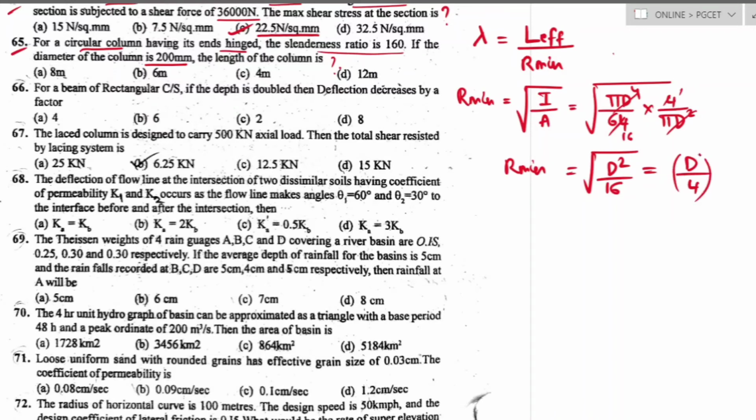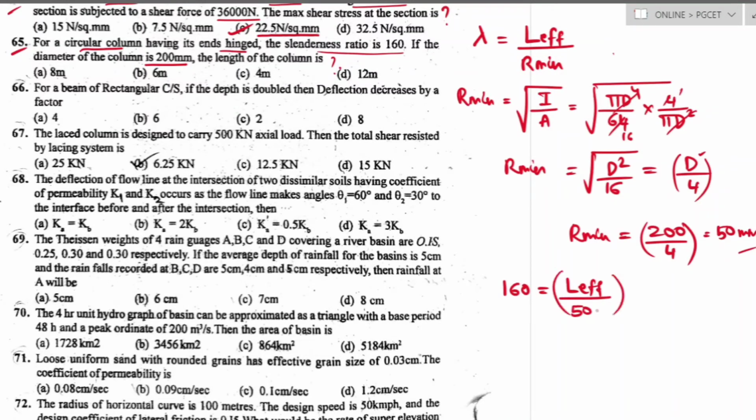Since the diameter of the circular column is given, r minimum will be 200 divided by 4, that is equal to 50 mm. Substituting these values in the slenderness ratio relation, 160 is equal to L effective divided by least radius of gyration, which is 50. So effective length of the column is equal to 50 into 160, that is equal to 8000 mm. So effective length of the column will be 8 meter. Option A is the right answer.